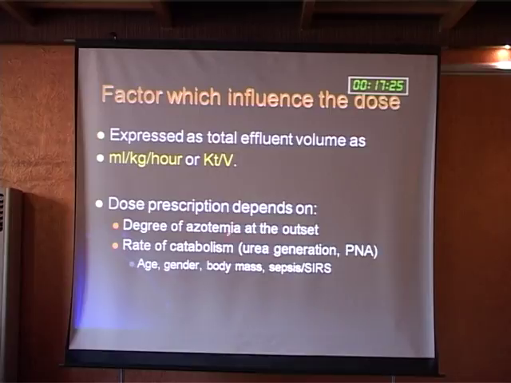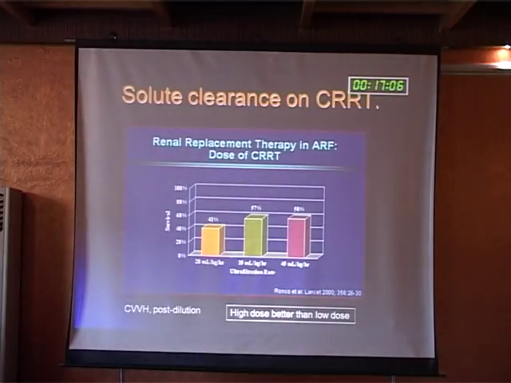Also, it is influenced by several other factors, especially the rate of catabolism, the blood urea nitrogen appearance, what we call the rate of catabolism with urea generation. Again, it depends on age, gender, body mass, and sepsis, or what we call SIRS. And all this issue started about 12 years ago when Ronco published a study showing different gradations of dialysis, 20 versus 35 to 45, and found that there was a significant difference in the mortality between 20 ml per kg per hour and 35. And it became a norm to give about 35 ml per kg per hour.